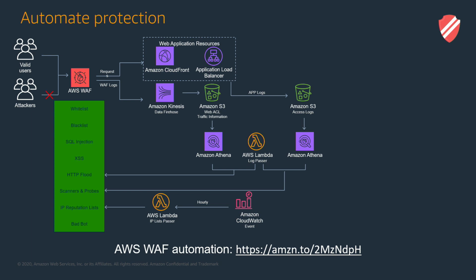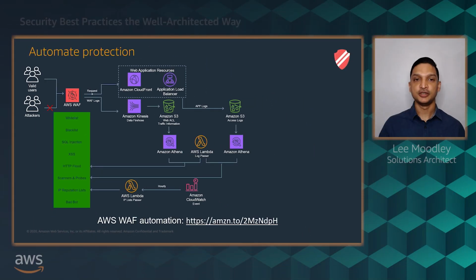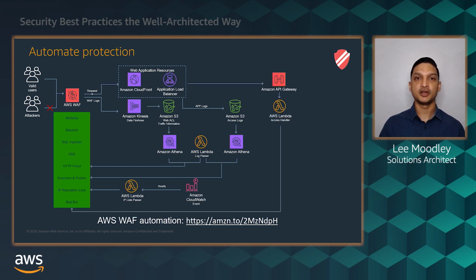Another example of this is using CloudWatch Events on an hourly basis to trigger a Lambda that gets the latest IP reputation list and again updates our WAF automatically to ensure that we are continuously protected. A very similar method can be used with API Gateway and Lambda again.